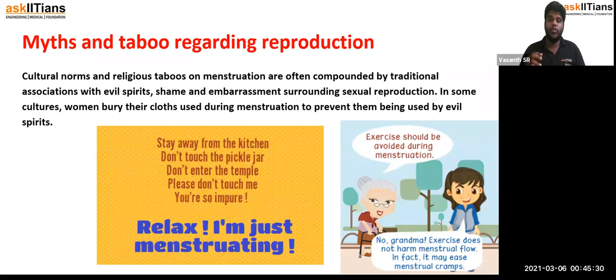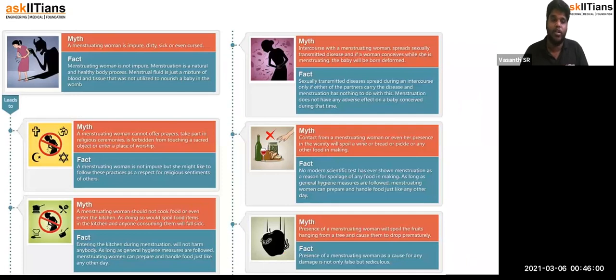So what are the things that we need to look into? There are several things which we are going to talk about. One is: stay away from the kitchen, don't touch the pickle jar, don't enter the temple, please don't touch me, you are so impure. These are the statements that very traditional people, who don't have a broader mind, usually say. Now when we go to the complete understanding, you will understand all of it.